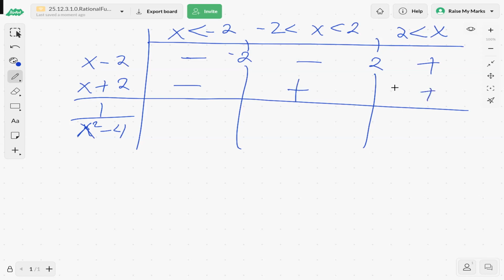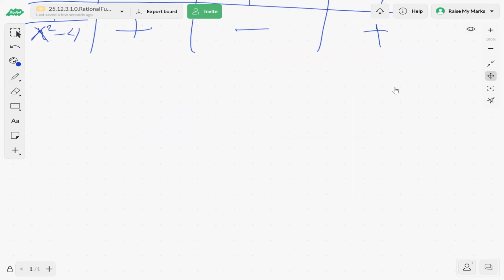So our function is positive when x is less than negative 2, because the product of two negative values is positive. Negative when x is between negative 2 and 2, because we have the product of a negative and a positive value. And positive when x is greater than 2. All right, so now I think we have enough information that we can graph. So let's draw our axes.